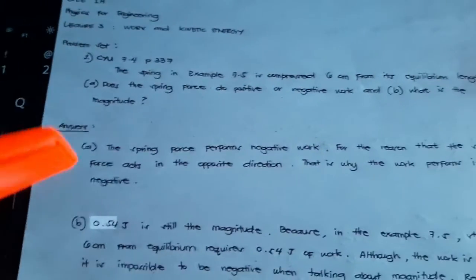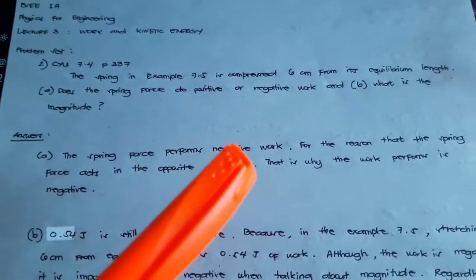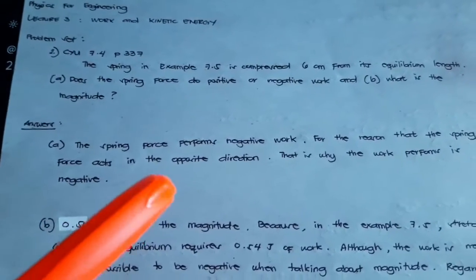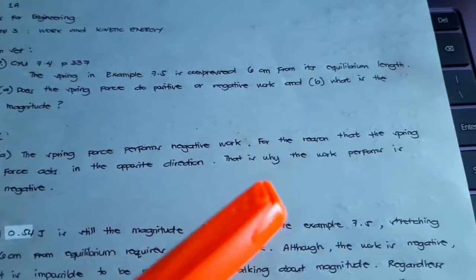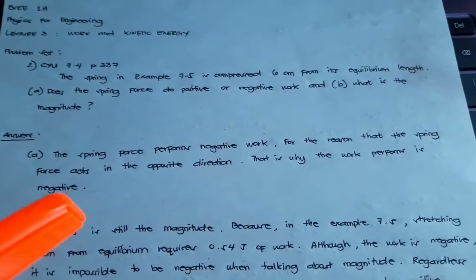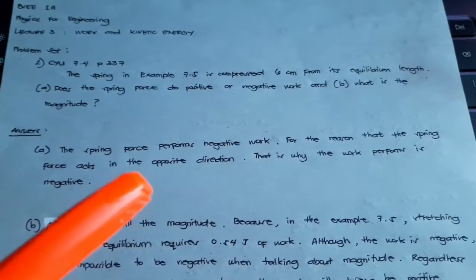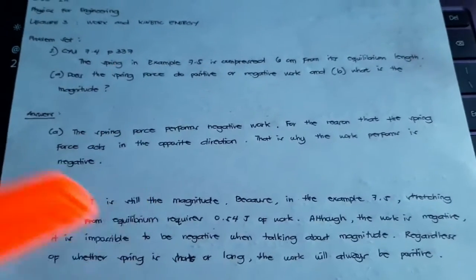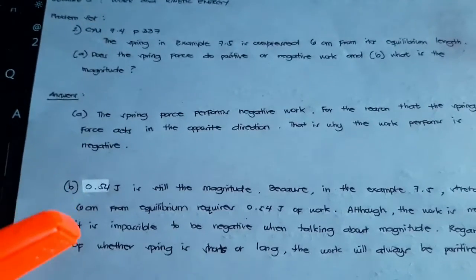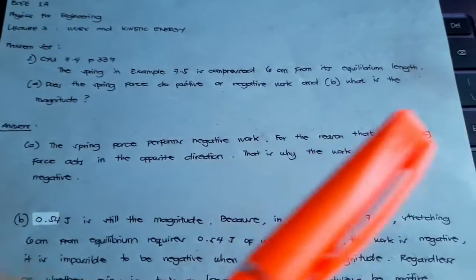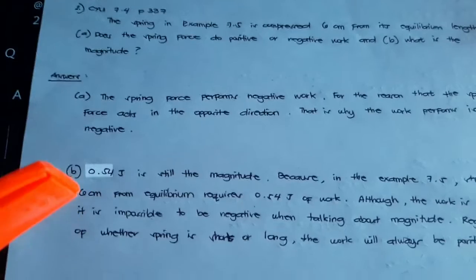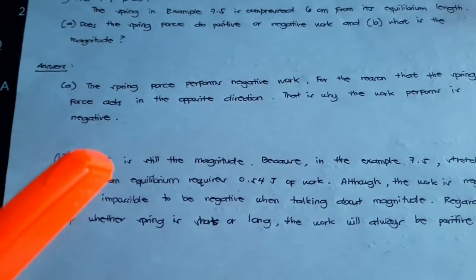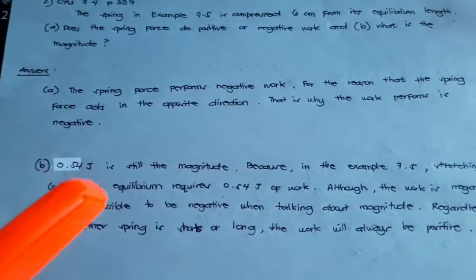For letter A, the spring force performs negative work because the spring force acts in the opposite direction. That is why the work performed is negative. For letter B, what is the magnitude? 0.54 joules is still the magnitude. It is still the same, 0.54 joules.